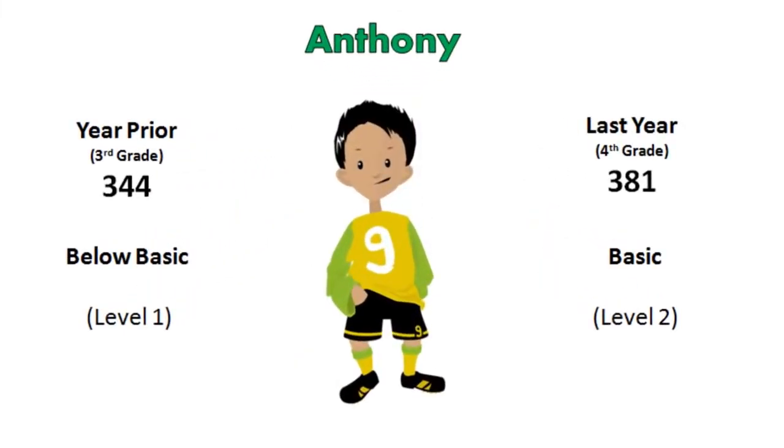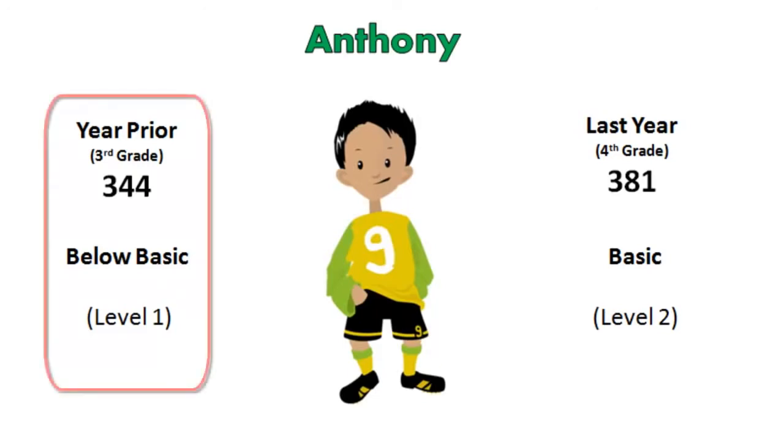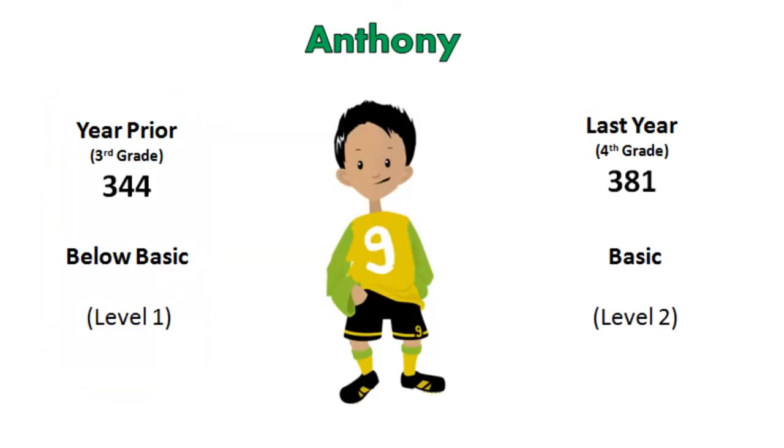Anthony was a 4th grade student last year. On his MSP reading assessment in the spring, he scored a 381. In the previous year, his 3rd grade score was 344. There appears to be growth in that his score improved, but relative to what? How do we place Anthony's growth in context?